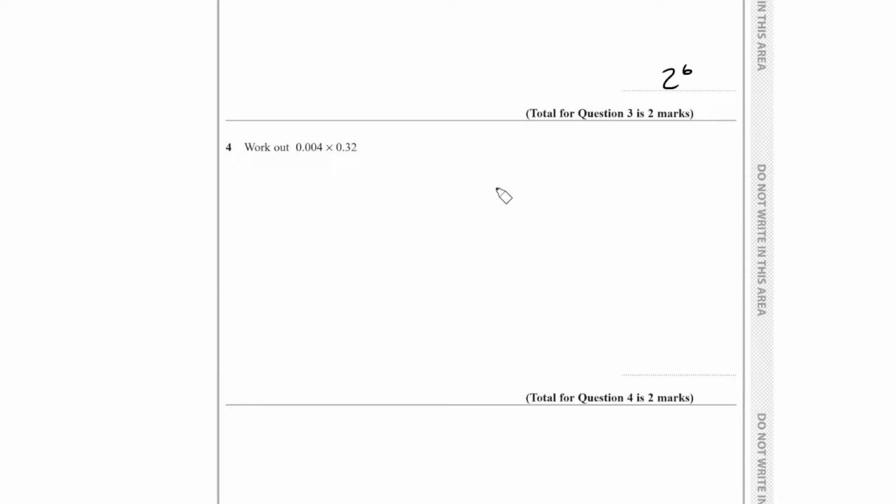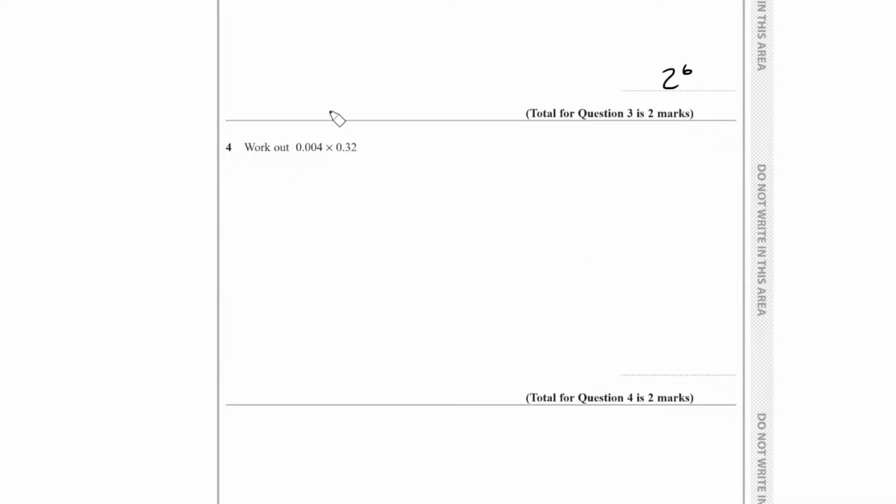Okay. Question 4, work out 0.004 times 0.32. Now again, multiplying or dividing decimals is likely to come up in the non-calculator papers, because again, they want to see that you can do it without a calculator. So the way that I do this is I just make them both whole numbers.